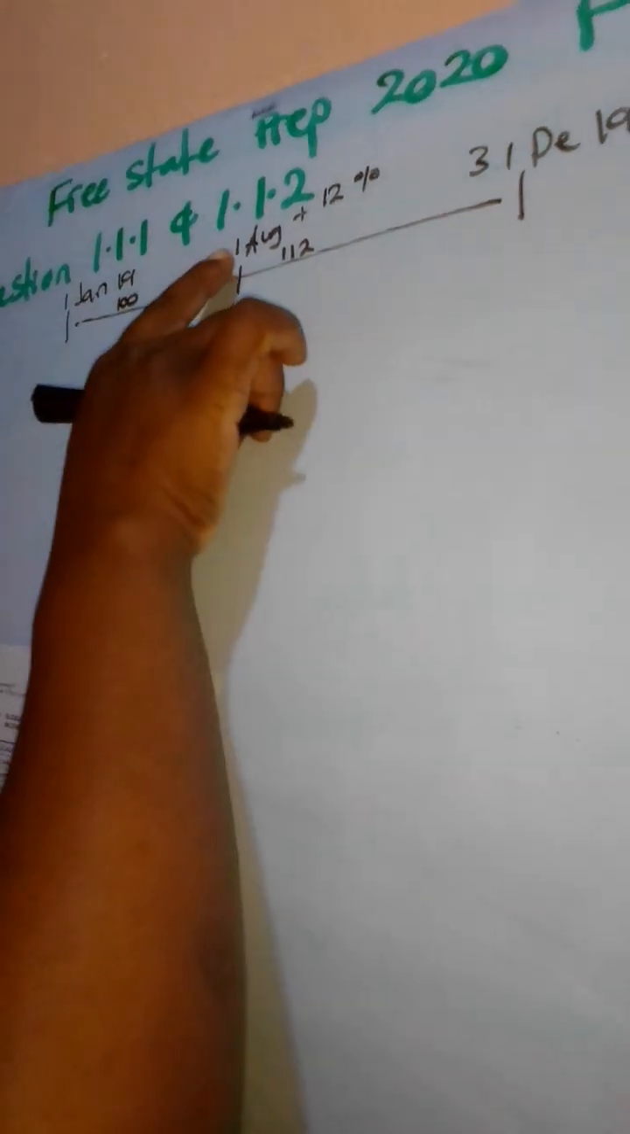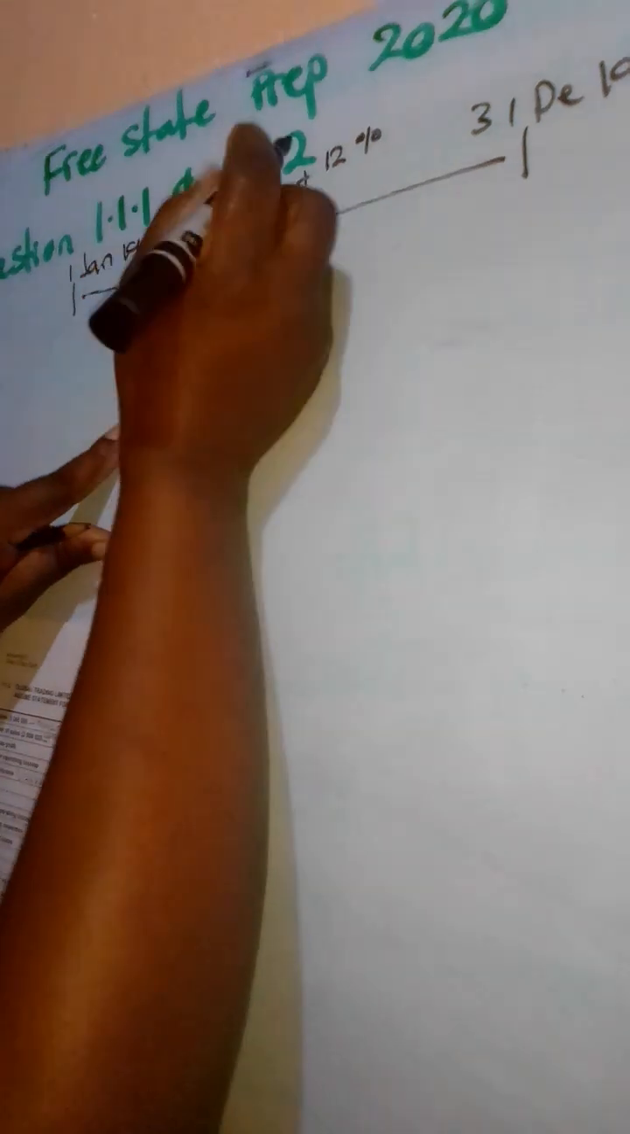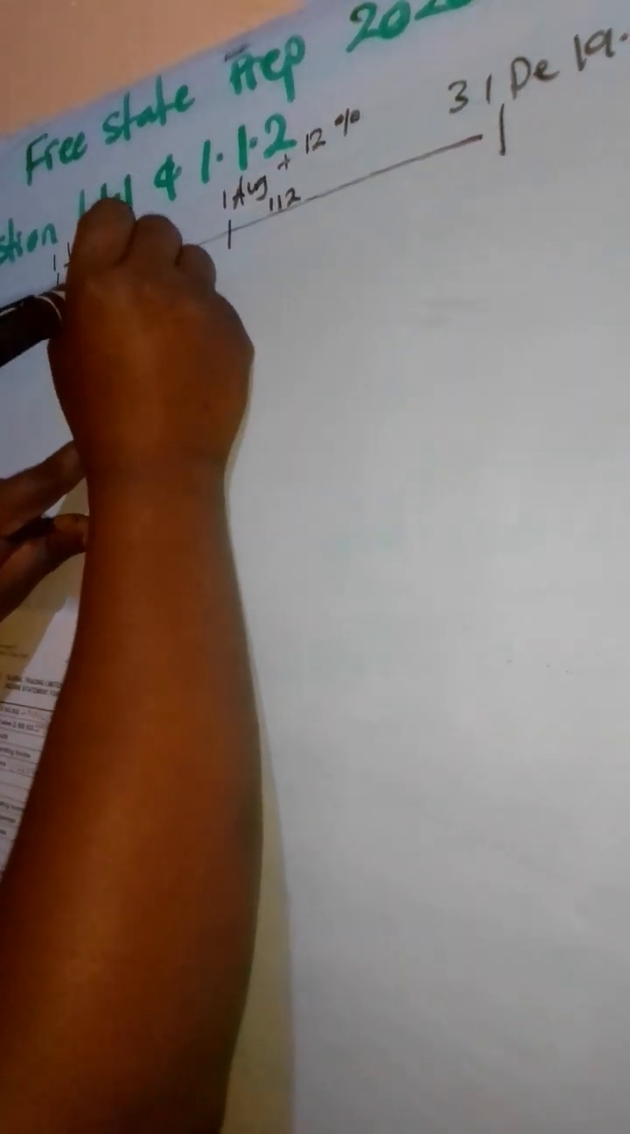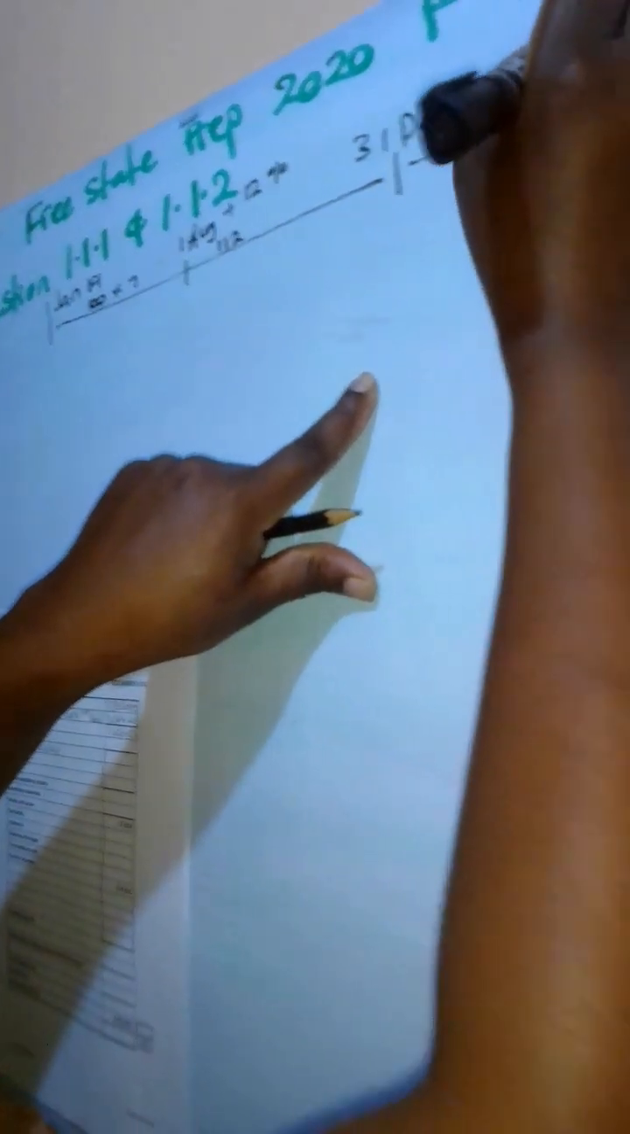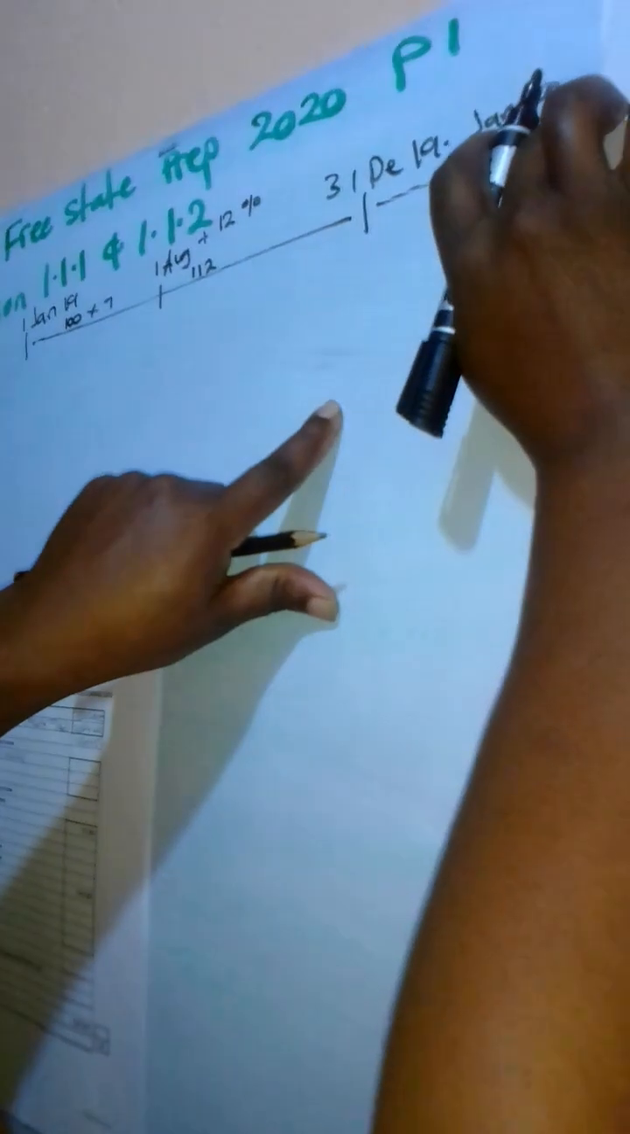The next thing is to find out how many months there are from 1 January up to this 1 August. We're not going to count August, so it's up to July. There are 7 months. Let's go back to part B again. Rent was received up to January 2020. So the rent was increased up to there.